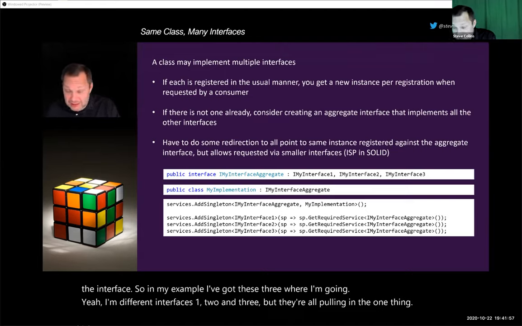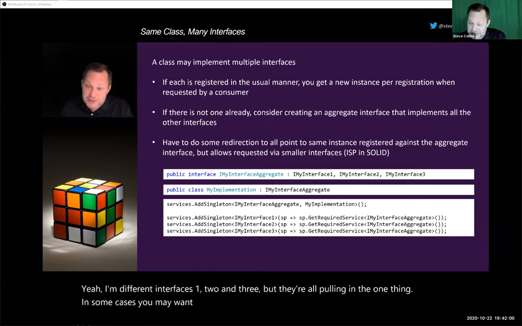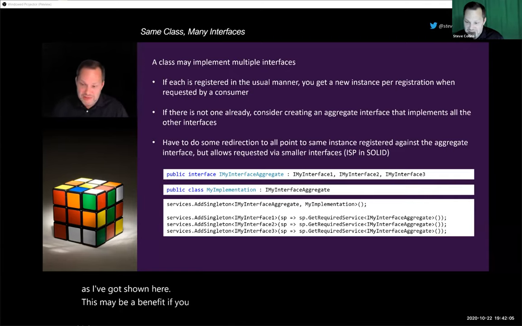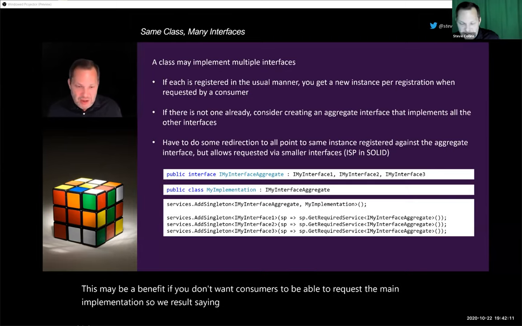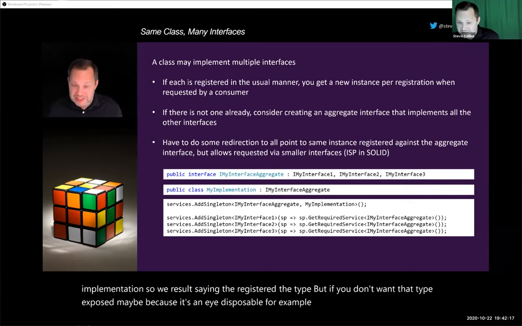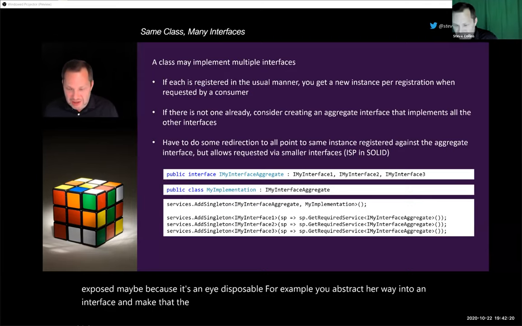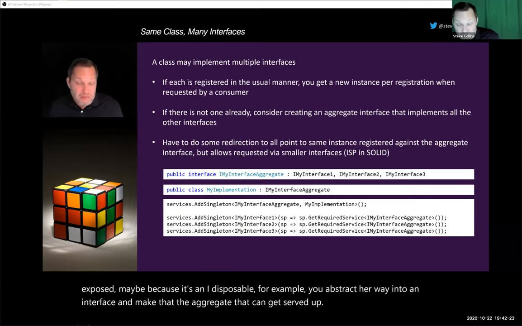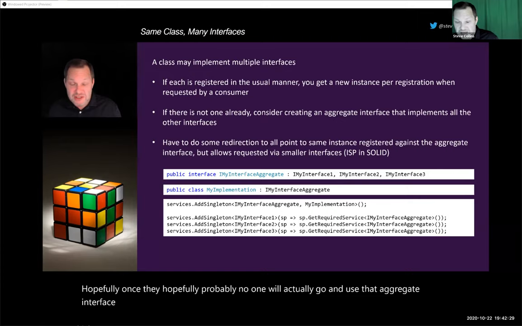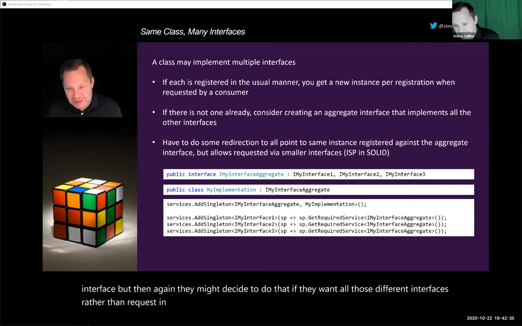In some cases, you may want to aggregate the interfaces together into a composite interface, as I've shown here. This may be a benefit if you don't want consumers to be able to request the main implementation. So we were saying that you register the type, but if you don't want that type exposed, maybe because it's an IDisposable, for example, you abstract it away into an interface and make that the aggregate that can get served up. Probably no one will actually go and use that aggregate interface. But then again, they might decide to do that if they want all those different interfaces rather than requesting each interface separately. That's where you get a bit of conflict with the interface segregation principle.